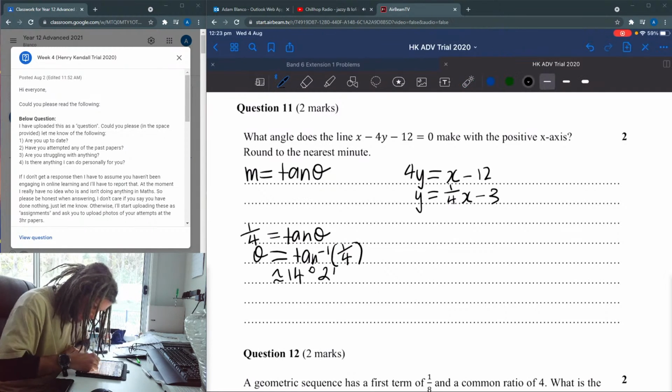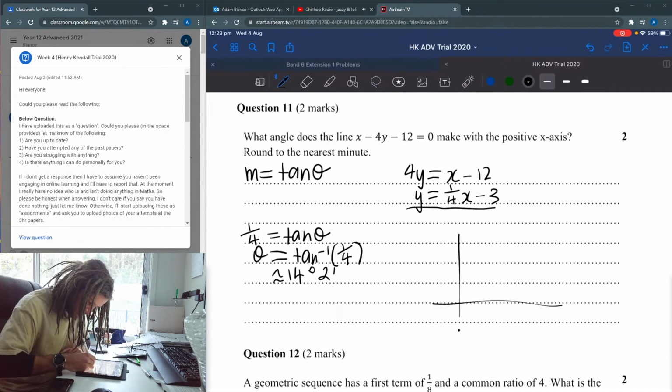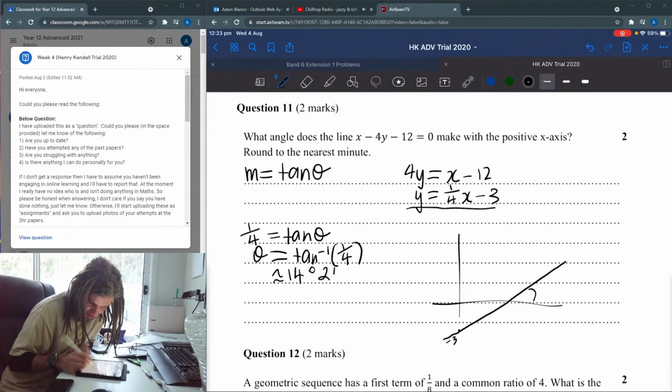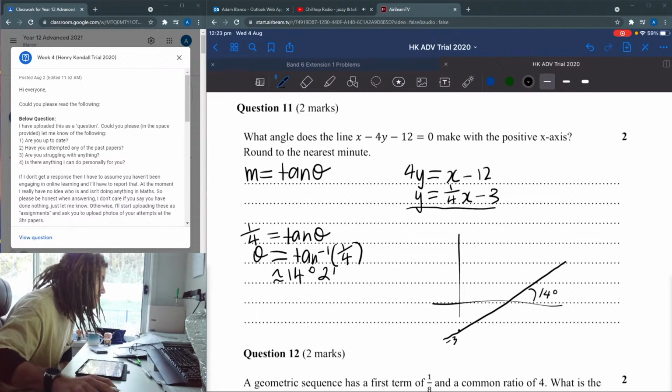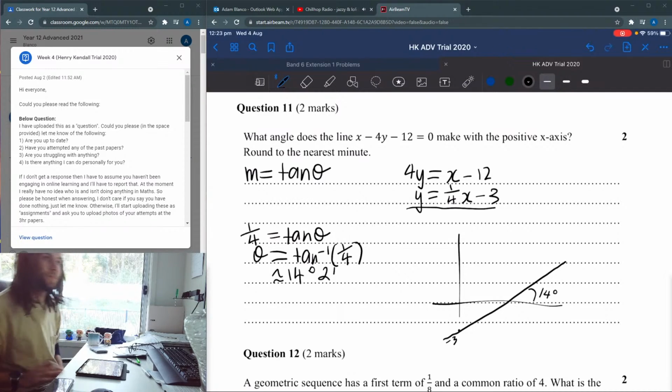Okay, let me think if that makes sense. So I've got my graph. That's minus 3, and a quarter is kind of a low gradient, so like that. That's suggesting that angle is about 14 degrees. That kind of seems right to me. Have I got a correct answer here? Surely. Yep. Sweet.